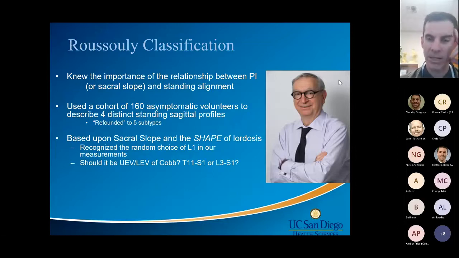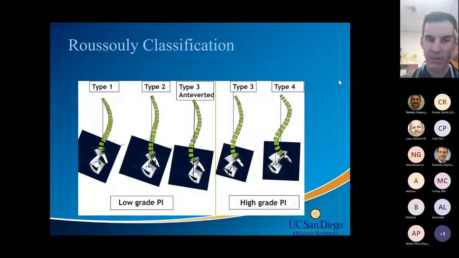But that lordosis distribution changes with PI, and the inflection points between spots of lordosis and kyphosis also change. So what should the upper end and lower end vertebra of your sagittal plane measurements be? T11 to S1 or L3 to S1? It really depends on what your pelvic incidence is. So the Roussouly classification, very simply, if you think about it, the first way to divide it is into low-grade PI and high-grade PI, where high-grade PI is 55 or higher, and low-grade PI is under 55.